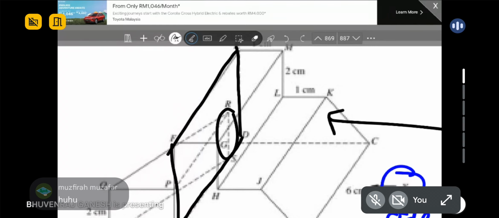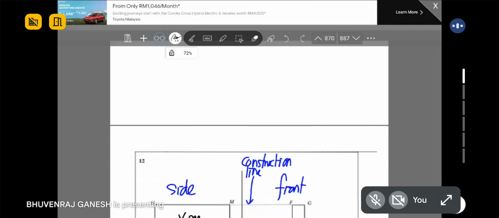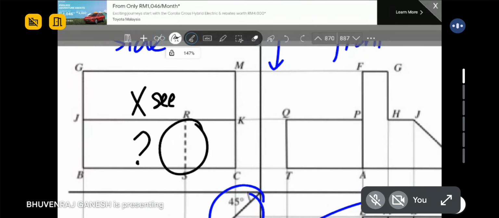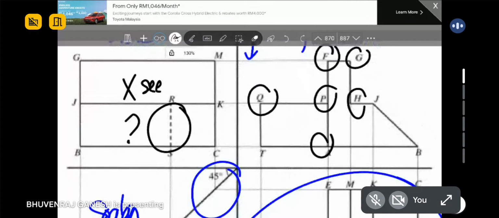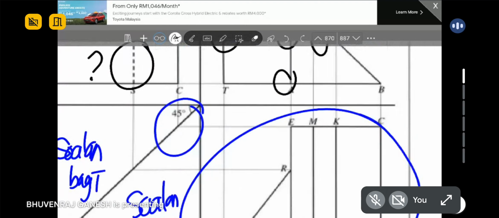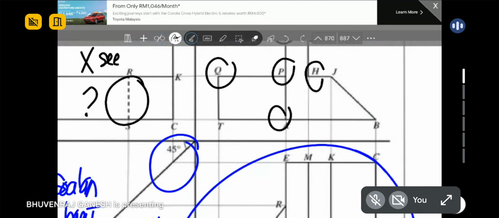Labeling, yes. If you guys label, it must be accurate. Kalau kamu label semua yang ni, semua huruf yang ni kena tepat. 100% kena sama. Semua yang ni. Okay? Take note, guys. Must be accurate one. Okay? Alright. So another thing, remember to also draw your construction line, guys.